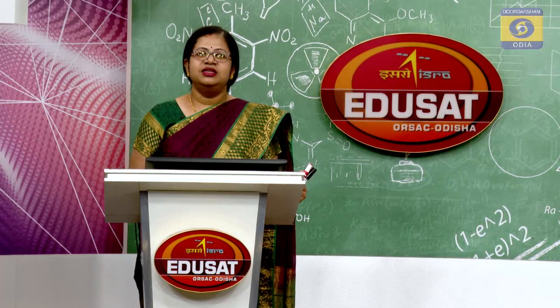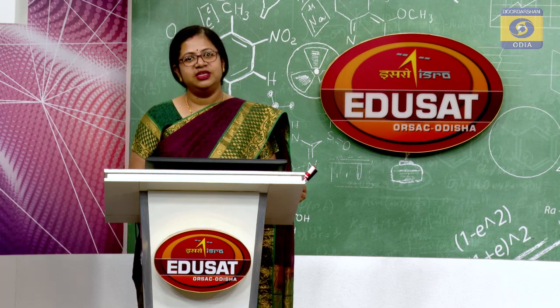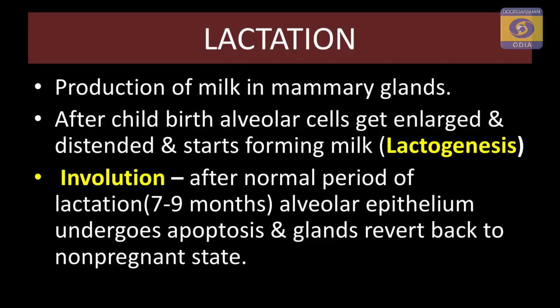So, these mammary glands will produce milk and it will be the first source of nutrition for the newly born child. Now, after the childbirth, the alveolar cells will get enlarged and distended and it will start forming milk. This process is called lactogenesis. What is involution then? Lactogenesis is formation of milk. After the normal period of lactation, say for example, from 7 to 9 months till the baby will feed upon the mother's milk, after that period is over, the alveolar epithelium will undergo apoptosis and the glands will revert back to the non-pregnant state, the condition before pregnancy.